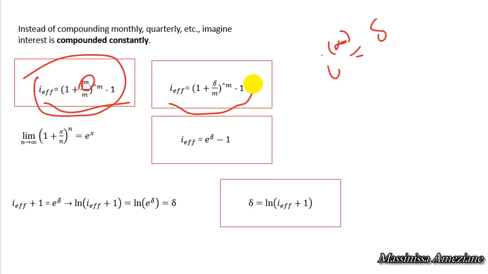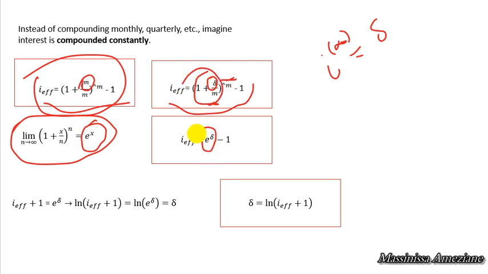So the effective interest rate here is 1 plus the force of interest lambda divided by m, to the power m. m is still the number of periods, which is infinity here, minus 1. We know that this is a famous limit: the limit of 1 plus x divided by n, to the power n, as n tends to infinity, is exponential of x. So we can simply replace all of this by exp of lambda.